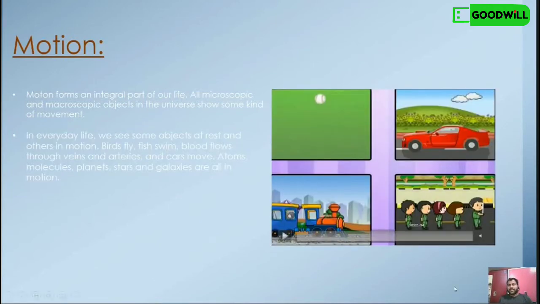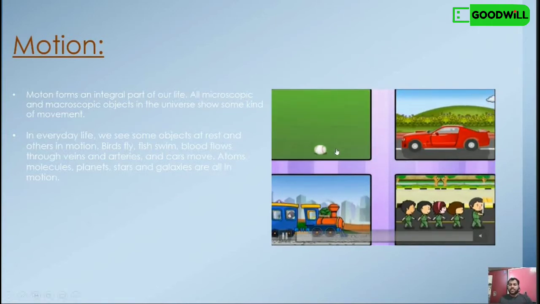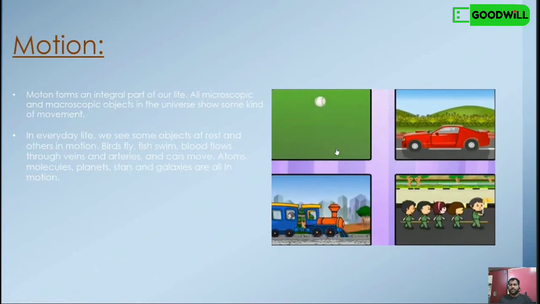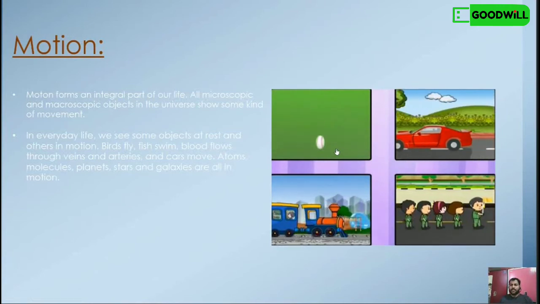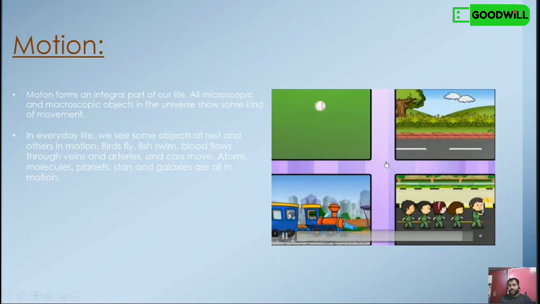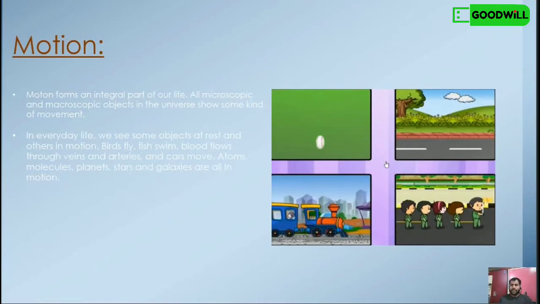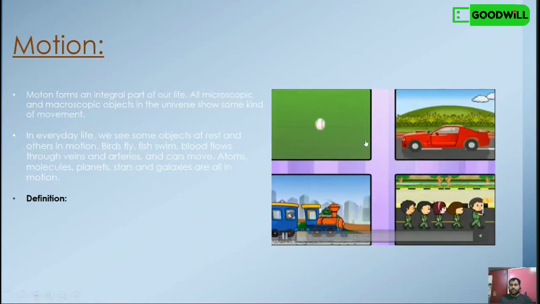So now look at the video. This video can help you visualize the things we were discussing just now. In this video we can see there is movement, whether it is a ball, a car, a toy train, or kids who are moving in a certain line. But if you look at the visual, you will find the movements vary.